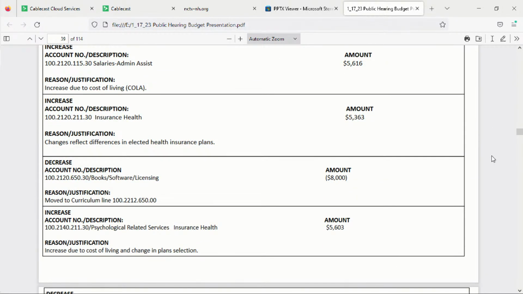This is another cost of living, salaries admin assistant. And then health insurance as well, same thing. And then there's a decrease in books, software, and licensing, which was moved to the curriculum line. And then an increase in psychological related services and health insurance, again, cost of living and changes in positions.